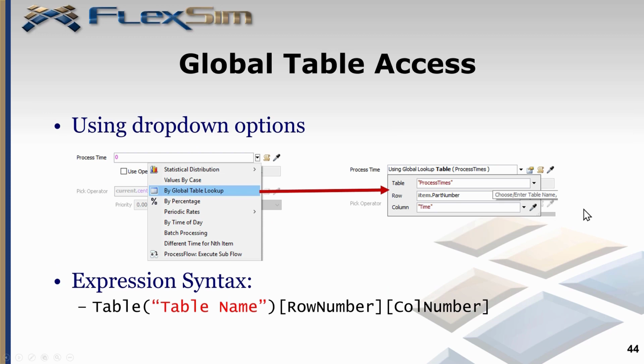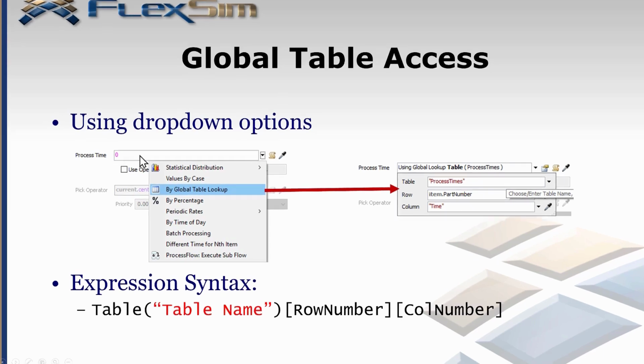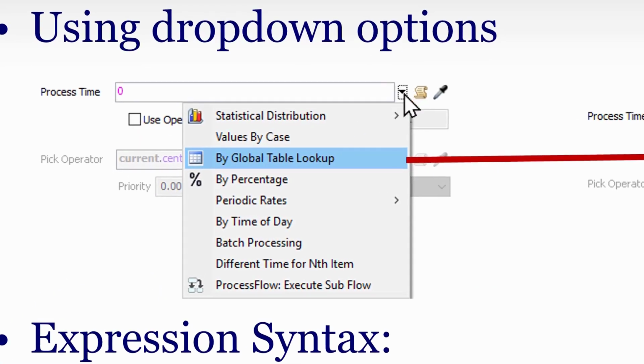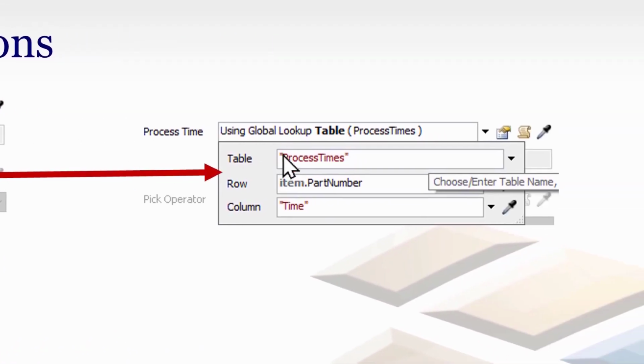Okay, global table access. If you want to look up a value from a global table for a process time, for instance, you'll be in the process time field, as this example here shows. If you click this arrow here, you'll get a list of options. One will be called By Global Table Lookup. If you choose that option, then another little interface will show where you can specify the name of the table and then a reference to the row number in that table you want to use.